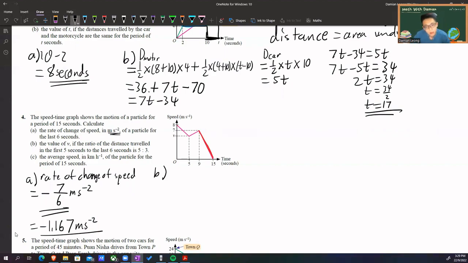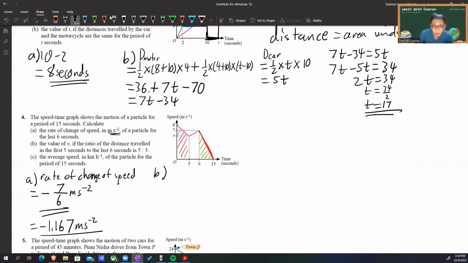Then for part B, the value of V if the ratio of the distance traveled in the first 5 seconds to the last 6 seconds is 5 to 3. So ratio of the distance traveled in the first 5 seconds. First 5 seconds means this part. Okay. Last 6 seconds is this part. Okay. So they say the ratio is 5 to 3. So basically it's like this. When it's given ratio, you can always put it in a fraction form.